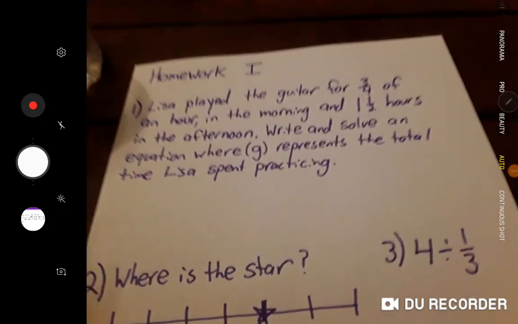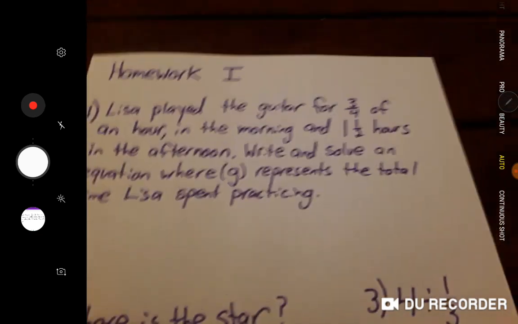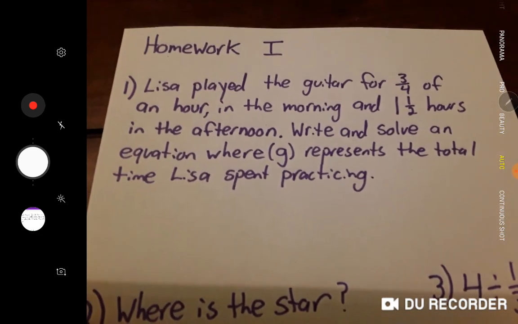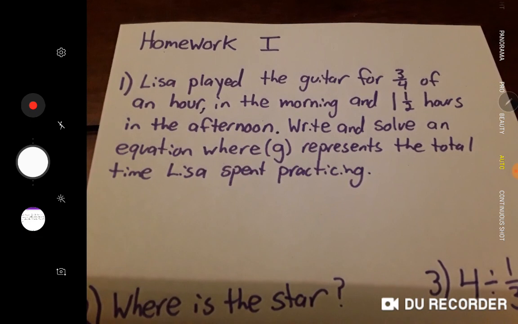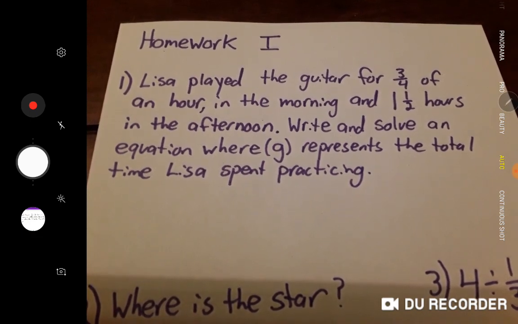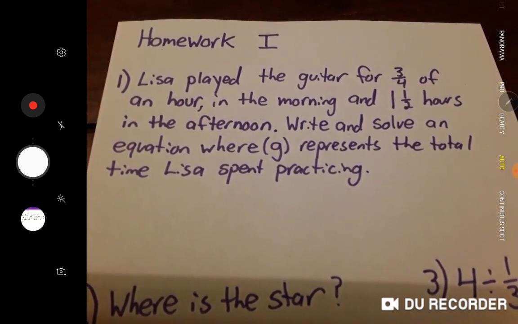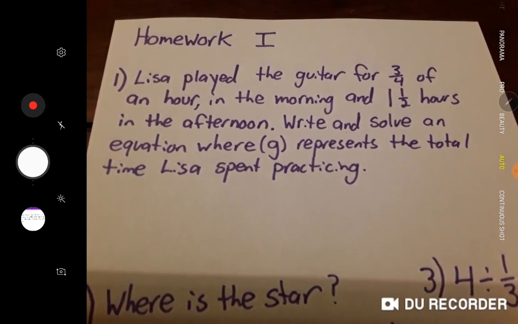Okay, let's correct that homework this morning. So we have homework I. First problem. Lisa played the guitar for 3/4 of an hour in the morning and 1.5 hours in the afternoon. Write and solve an equation.